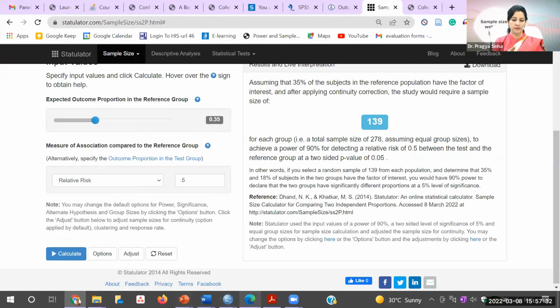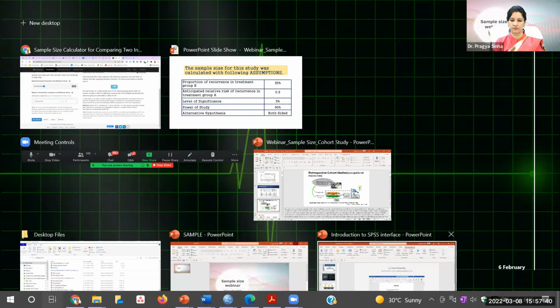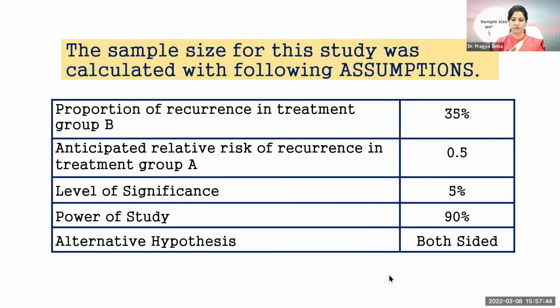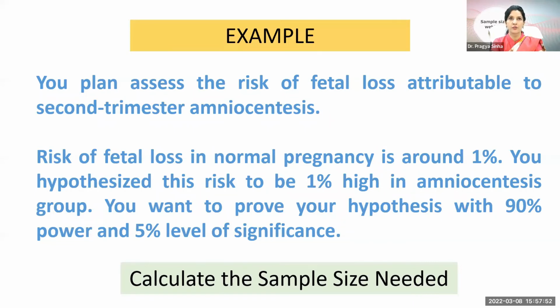So now coming to the next example. Now it is your turn to do the calculation. Just see this. You plan to assess the fetal loss attributed to the second trimester amniocentesis. So the second trimester amniocentesis is the exposure and the fetal loss is the outcome. The risk of fetal loss in normal pregnancy is 1%, and you are hypothesizing that the risk is 1% higher in the amniocentesis group, and you want to prove this hypothesis with 90% power and 5% significance level. So what is the sample size needed to prove this hypothesis?